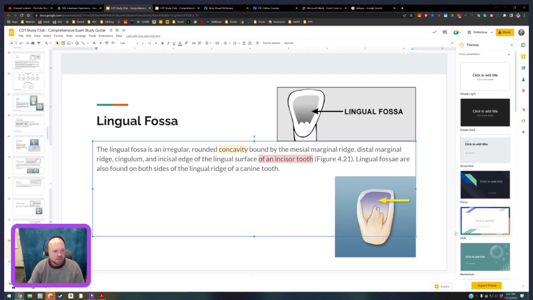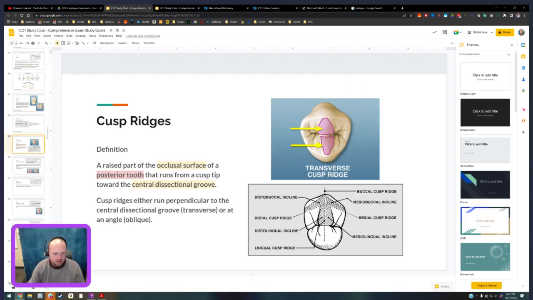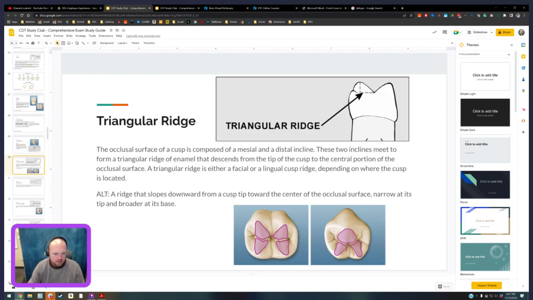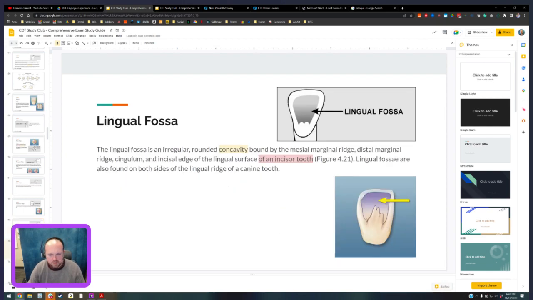The marginal ridge marks the edge of the functional edge of the clinical crown. What am I trying to say? Marginal ridge. Enamel. Why was I going blank on enamel? Jeez, oh Pete. All right.